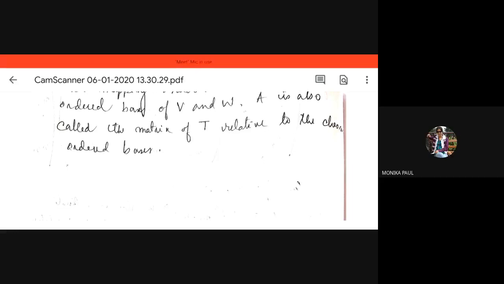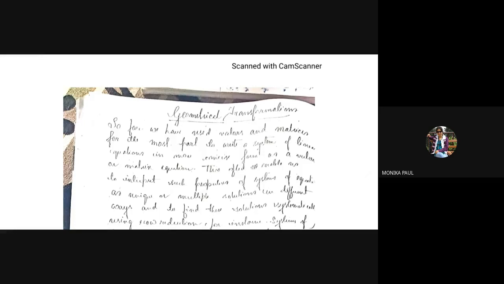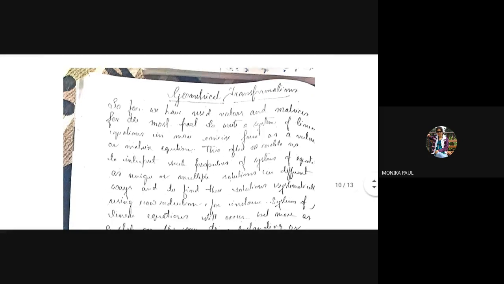Continue. Okay, so now I will give the geometrical transformations. I have given some geometric transformations, and there are some geometric pictures also. So I will discuss this. So far we have used vectors and matrices for the most part to write a system of linear equations in more concise form as a vector or matrix equation.